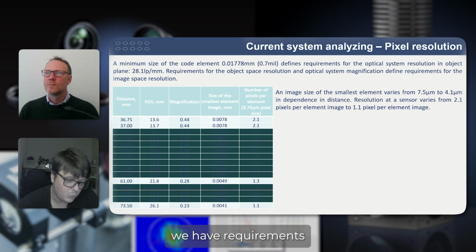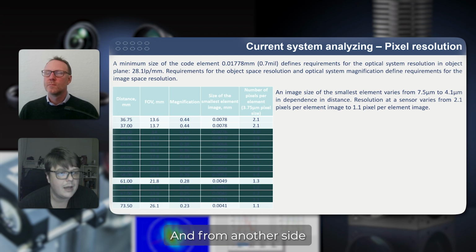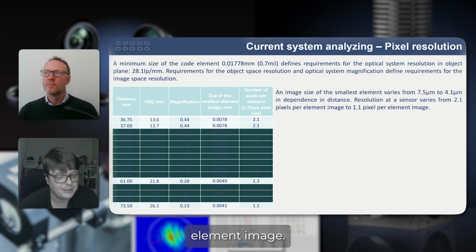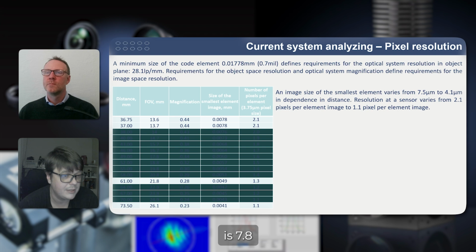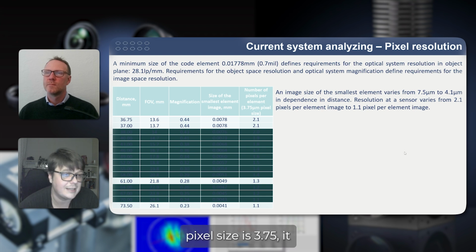In this case, we have requirements for the number of pixels per one element, and from another side we have the smallest element image. It means that at the sensor we have a small projected image of the code, and the size of the smallest element is 7.8 micrometers, and software requires 2.1 pixels per this element. And if we see that pixel size is 3.75, it looks like it corresponds.